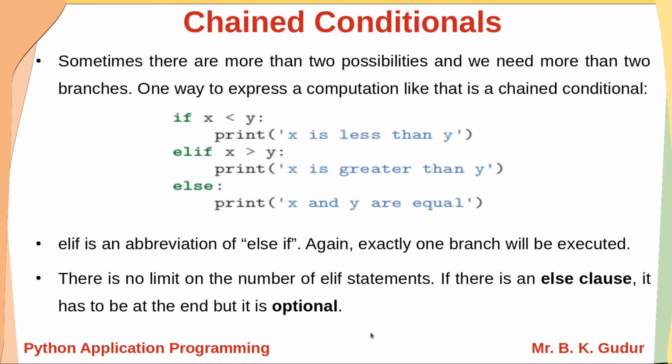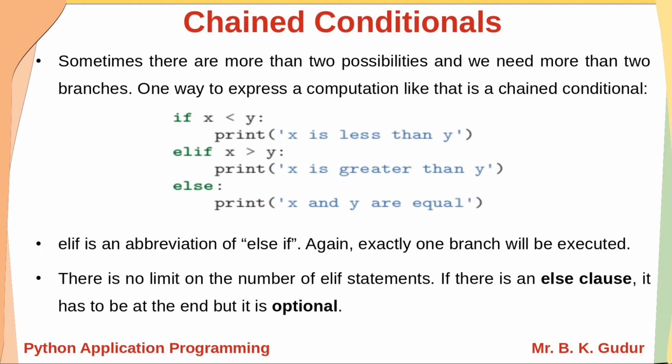The next conditional statements are chained conditionals. Sometimes there are more than two possibilities and we need more than two branches. In case of alternative execution, there is one condition and only two possibilities. But we'll be having more than one possibility. In such cases, we need to go for chained conditionals.